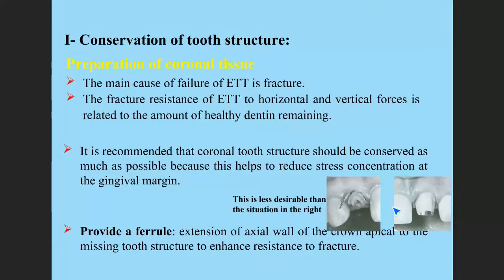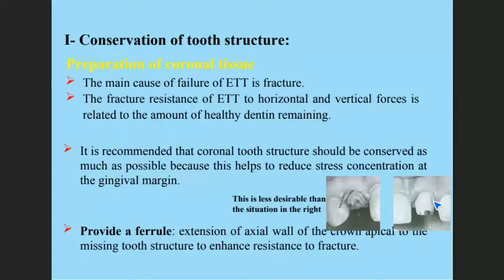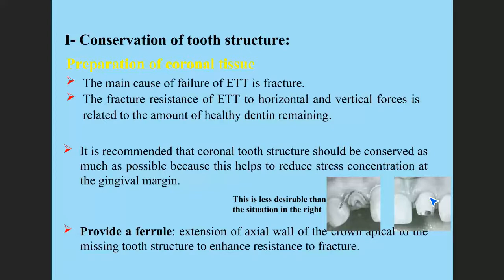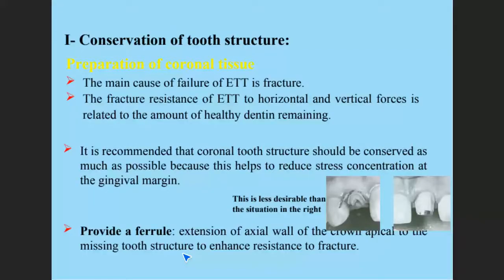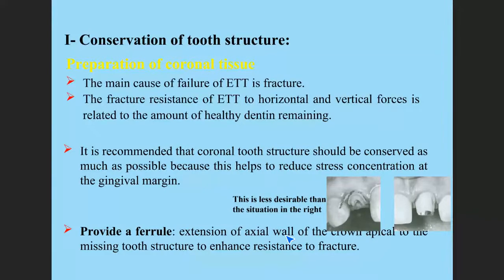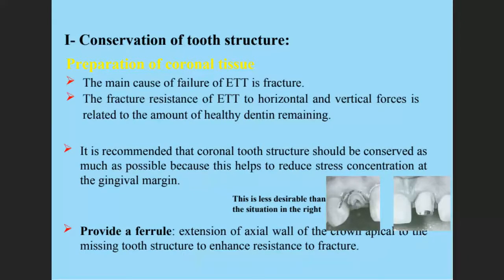See here, in this case and in this case, you see this one has only minimal tooth structure remaining. With this one, there is more coronal tooth structure, so it has a better prognosis. So from here until here, this is the ferrule. From the end here, apical to the core material that can be placed here, till the finish line, we call it the ferrule. So the ferrule is important when preparing coronal tooth structure of an endodontically treated tooth, and is the extension of the axial wall of the crown apical to the missing tooth structure to enhance resistance to fracture.